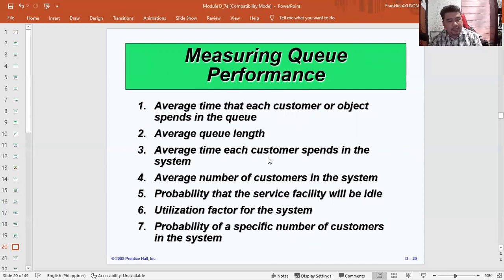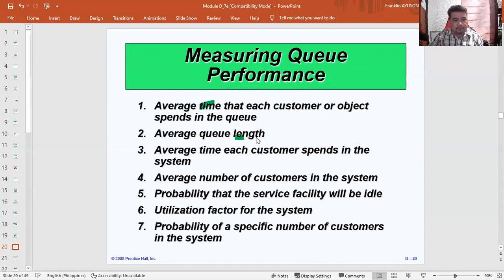Yan. The probability that service facility will be idle, titigil yung facility, okay, magbe-break, magme-maintenance, and the utilization factor of the system. Okay, and finally, the probability of specific number of customer in the system, sa loob ng sistema. Yan. So again, what we're measuring is the queue performance, yung pila. Yan. So depende sa mga average.